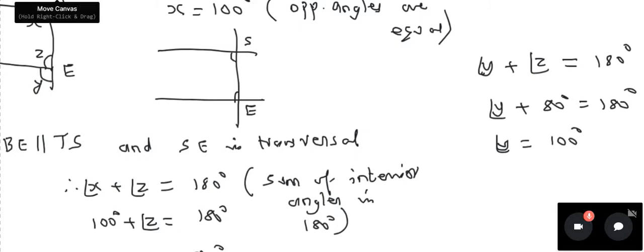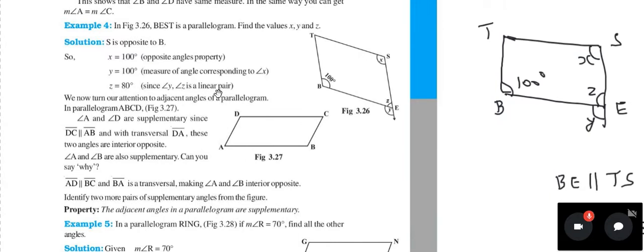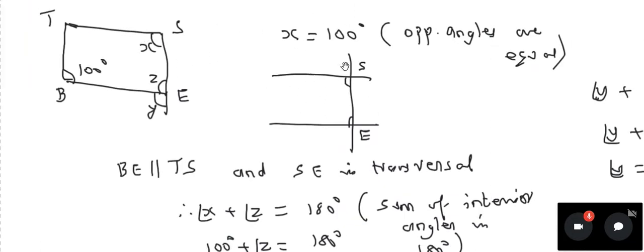Okay, let's see. y and z is a linear pair, measure of angle corresponding to x, and x equal to 100 degrees. They have actually given y equal to 100 degree. Okay, they have done it in a different way. So what they have done here is they have used the same property, that is parallel lines and transversal. Then they have said this is angle x, right? This angle equal to x and this angle equal to y. So they are saying x equal to y because these are corresponding angles. Angle x equal to angle y because corresponding angles. So that way also you can find it.